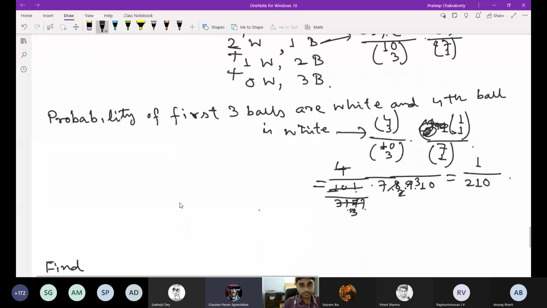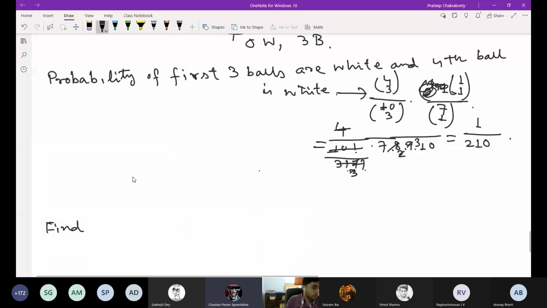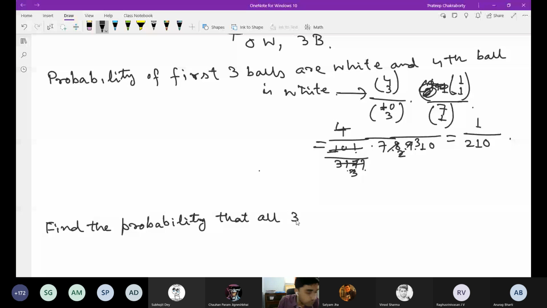Okay, sir. Understood. Now find the probability. Each case, if you find something confusing, always ask me. Don't hesitate to ask. Find the probability that all three of the removed balls will be black.